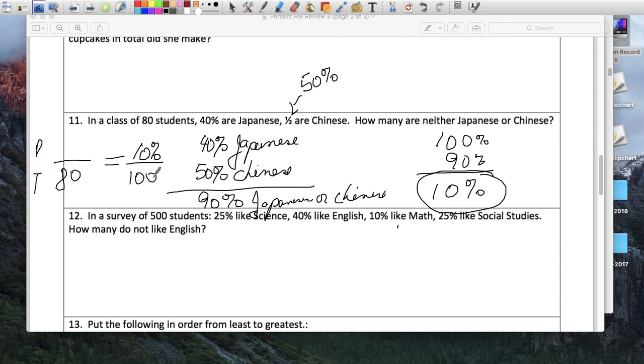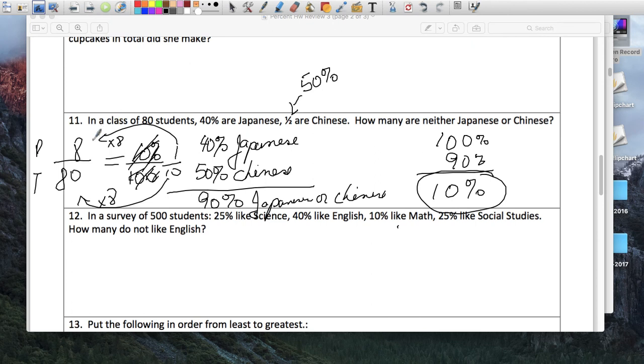So let's add them up. 25% like science. Here's 10% of the math people. And here's 25% who like social studies. So as far as percent goes, let's add this up. This is 10, 1, 2, 3, 4, 5, 6. 60% of the kids here, 60% of the kids don't like English. Okay, they like something else. And that's the group of people I want to find out. I know as a percent out of 100, it's 60% of them.